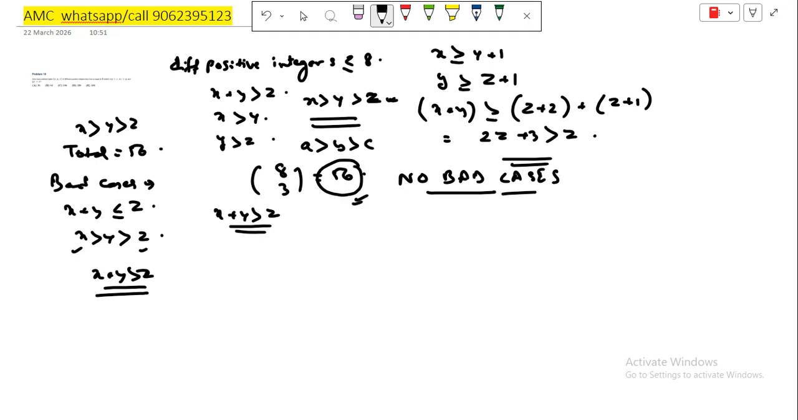56 is our answer. But wait, options are given: 36, 84, 186, 336, 486. 56 is not even there. So something is off, right? Look again carefully. The conditions are x plus y greater than z, xz greater than y, yz greater than x. So there are three inequalities. We already know that x greater than y greater than z.